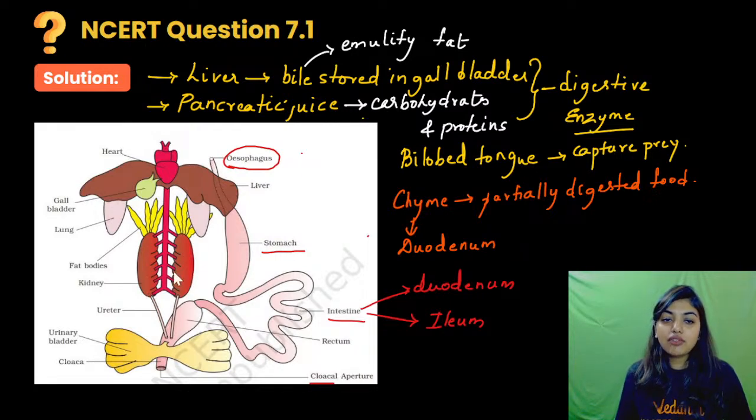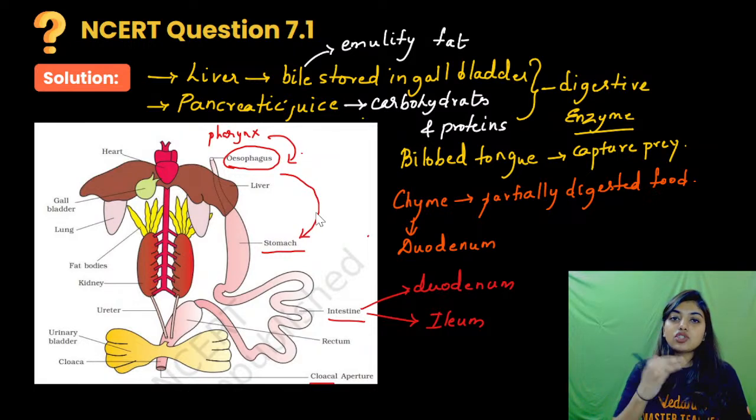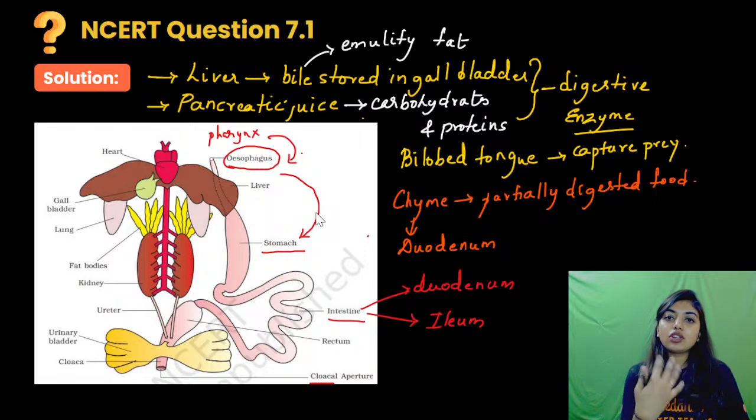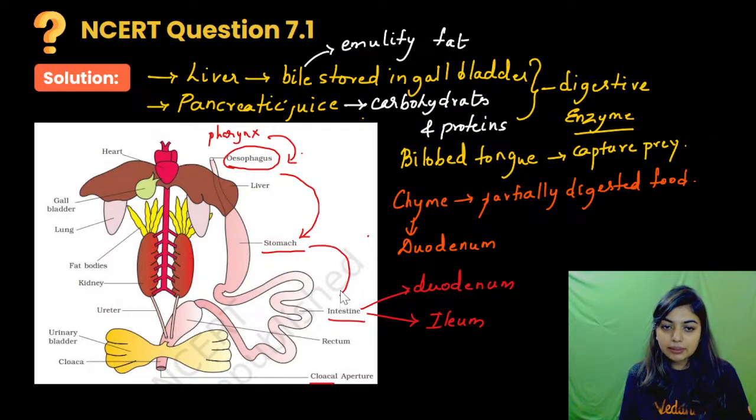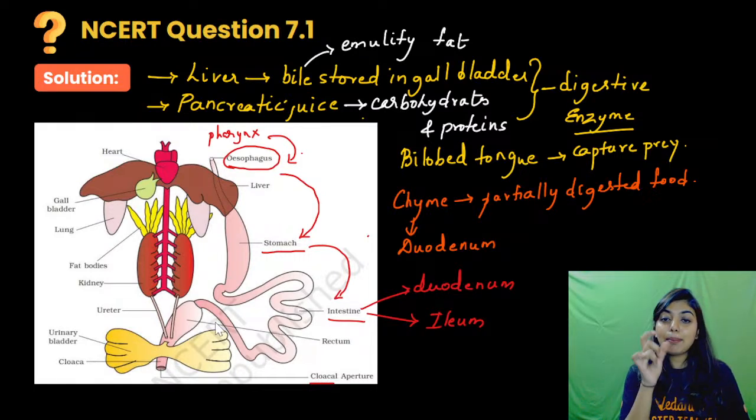To go to the esophagus, they use one more structure in between called the pharynx, a funnel-shaped structure. From the pharynx, the food goes to the esophagus. From the esophagus, it goes into the stomach. The stomach itself also has some digestive juices. From the stomach it goes into the intestine. The chyme, that is partially digested food, goes into the duodenum.